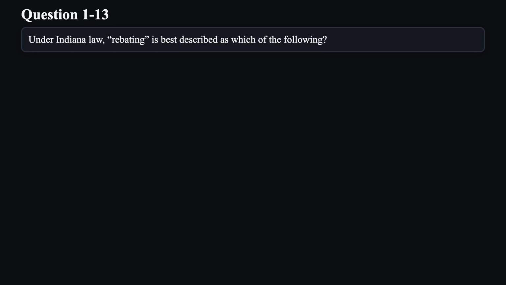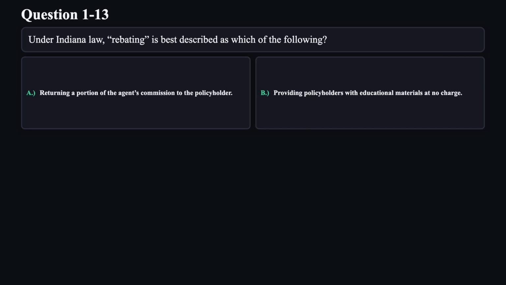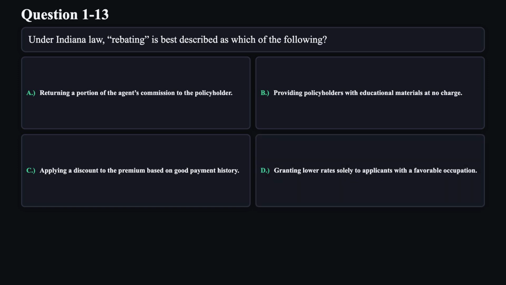Question 13. Under Indiana law, rebating is best described as which of the following? A. Returning a portion of the agent's commission to the policyholder. B. Providing policyholders with educational materials at no charge. C. Applying a discount to the premium based on good payment history. D. Granting lower rates solely to applicants with a favorable occupation.